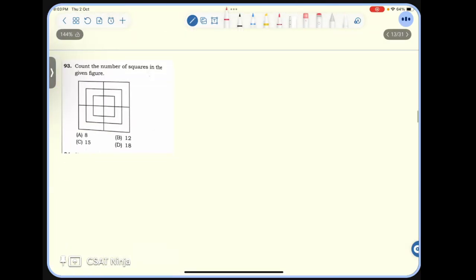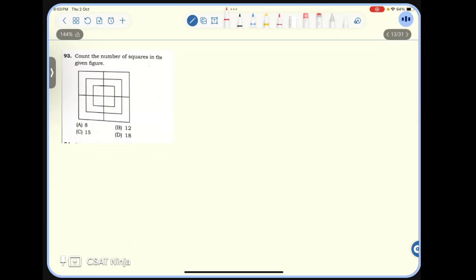Yeah, now square counting. I've discussed this one in the previous class, but just for repetition, if you have a square like this, always remember that if there is a cross inside a square, then there will be 5 squares.